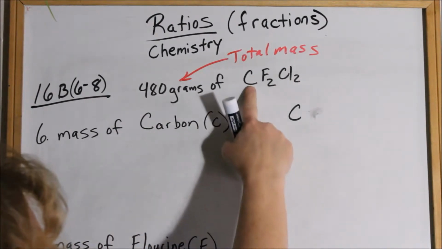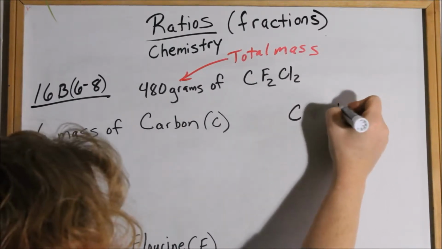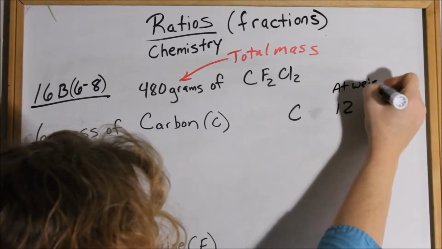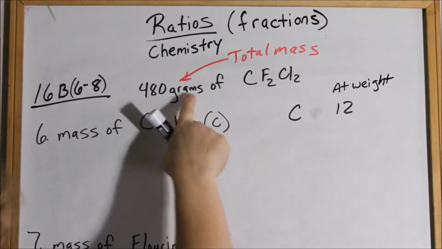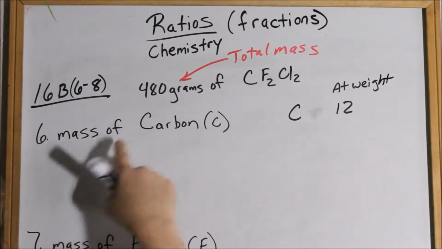So carbon, there's only one atom of carbon, so therefore that's 12. Remember, this is the atomic weight. Weight is very different than mass, okay? So this is the atomic weight. We will be finding the mass.